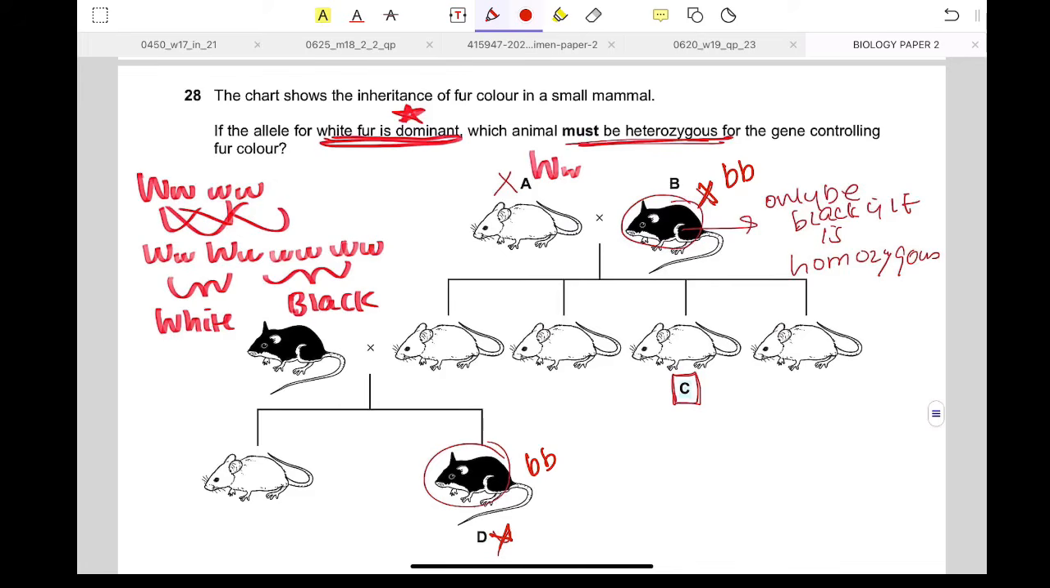So looking at the two white mice, which is A and C, which one is heterozygous is what you need to find.